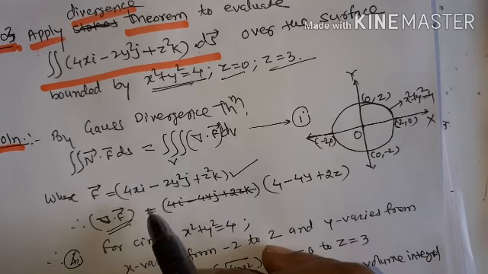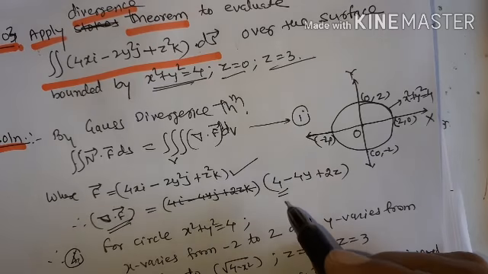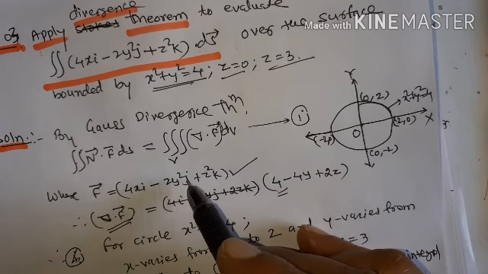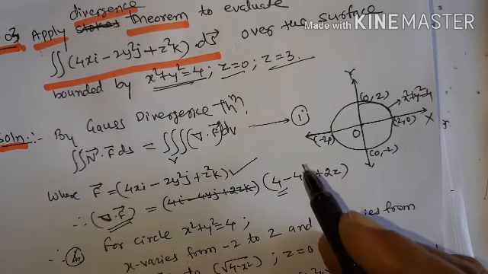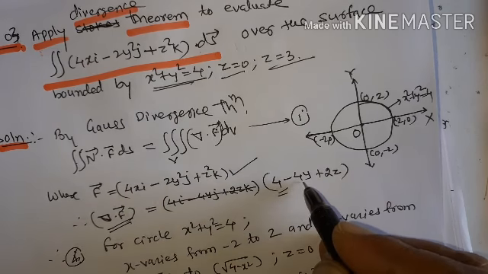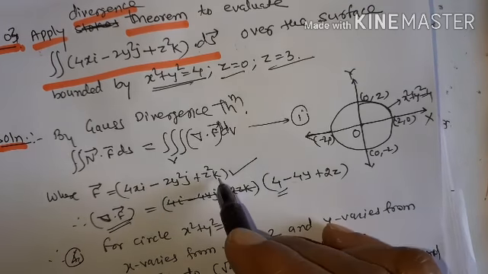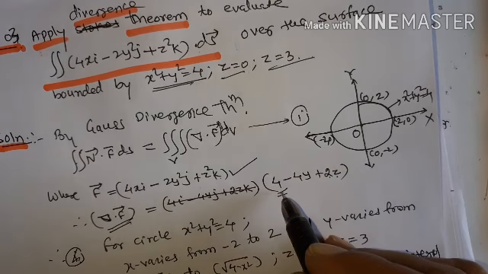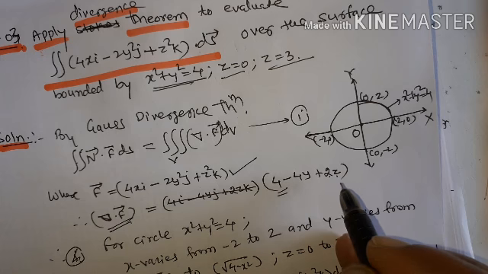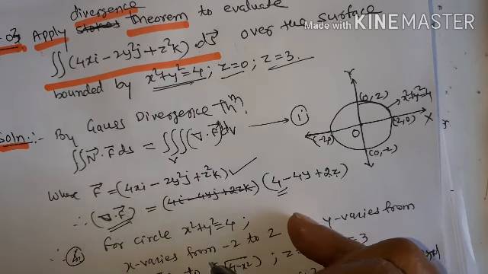If I take del dot F bar, i dot i is 1, so the partial derivative of 4x with respect to x is 4. Then for the next term, j dot j is 1, so the partial derivative of minus 2y square with respect to y is minus 4y. And similarly, the partial derivative of z square with respect to z, because k dot k is 1, is 2z. So the divergence of F bar is 4 minus 4y plus 2z. Now I can use this divergence of F bar to evaluate this volume integral.